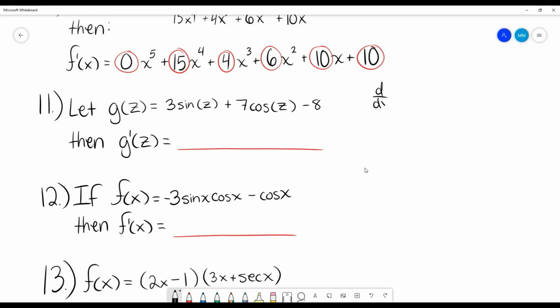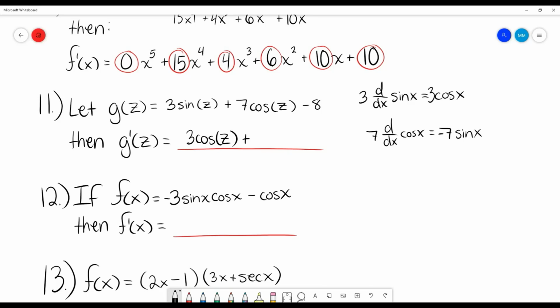The derivative of sine of x, we know, is cosine of x. So if I want the derivative of 3 sine of x, that's the same as 3 times the derivative of sine of x, because it's just a constant coefficient. So we know that first bit is 3 cosine of z. Now we want to take the derivative of cosine, which we know is negative sine.